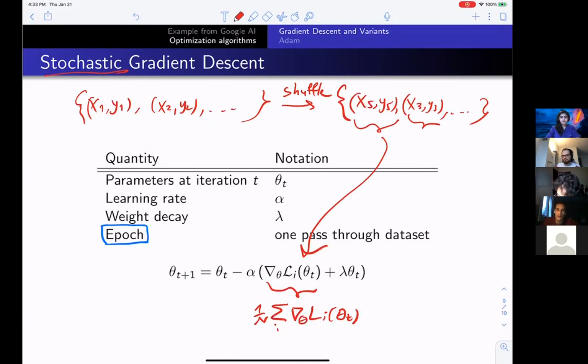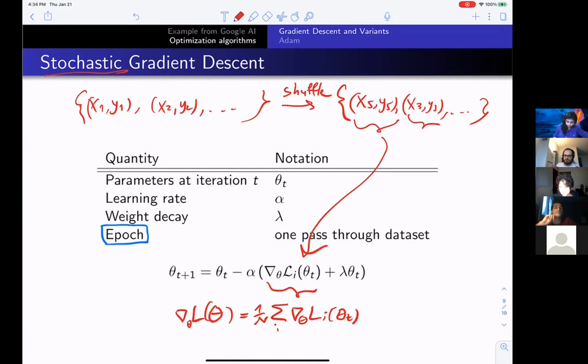Does this make sense? Sorry, what you have on the bottom, that's equal to the original loss without the subscript i? Yes, exactly. This is the loss of theta. The gradient of the loss of theta, sorry, right? Yes. Okay, so this is called stochastic gradient descent.